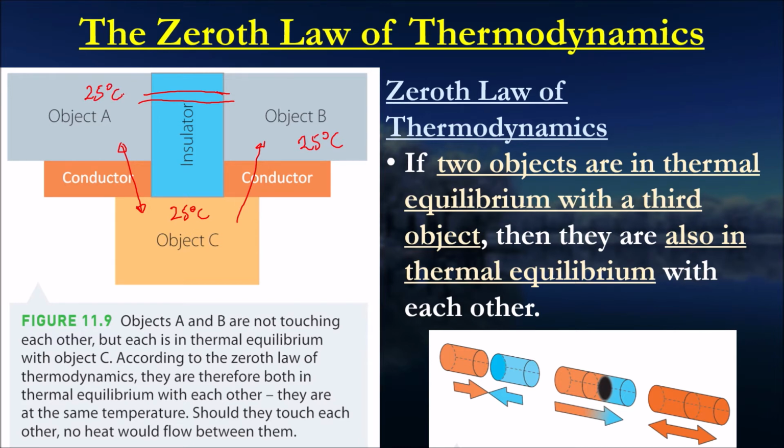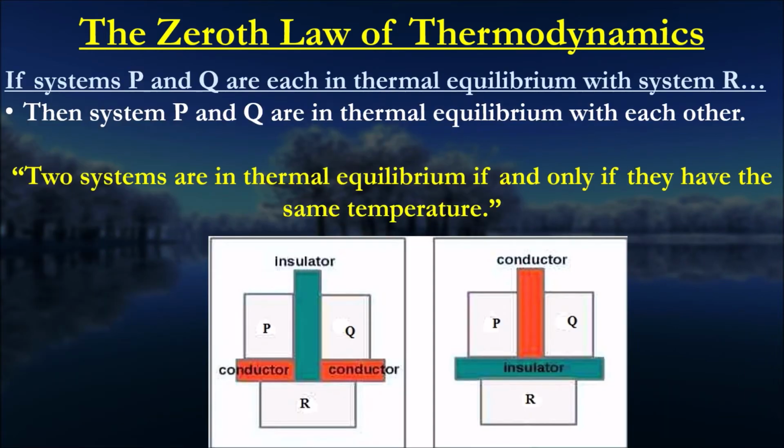So that's what we're looking at here as the zeroth law of thermodynamics. Okay, so that explains the two things. Two systems are in thermal equilibrium if and only if they have the same temperature. Keep that in mind.